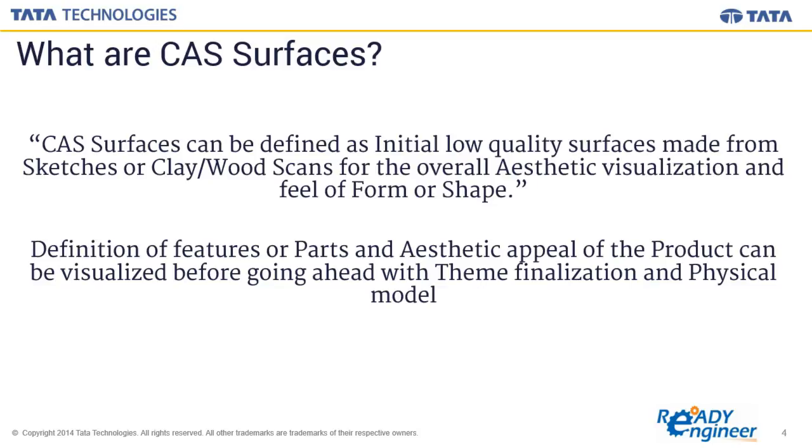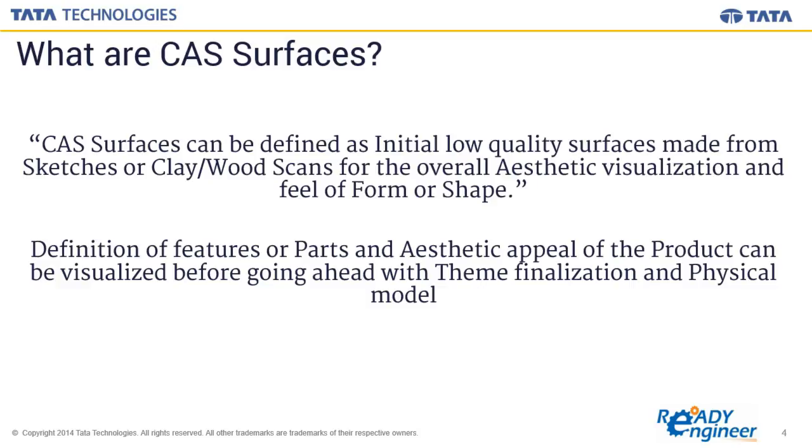Basically, CAS surfaces are very low-quality surfaces. They are very rapid surfaces that we make from sketches directly. We interpret sketches and we directly put them on a 3D model and we make some models out of it. Or we can have some scan reference from a clay or a wood model and we develop surfaces from that.